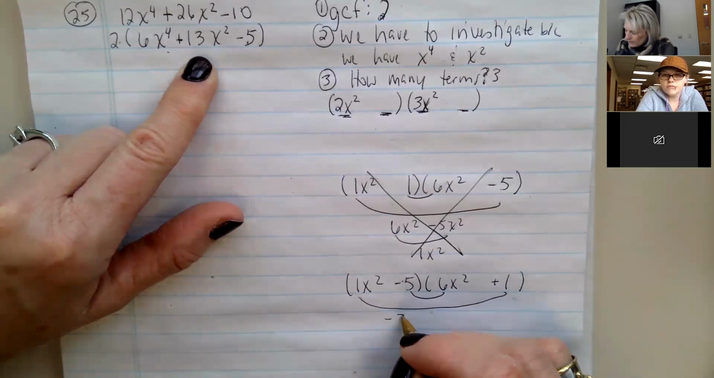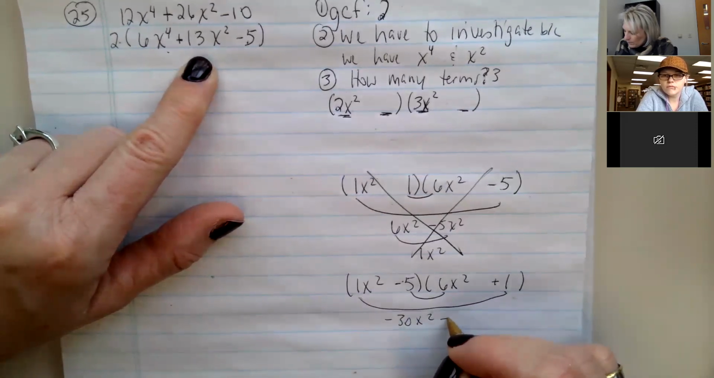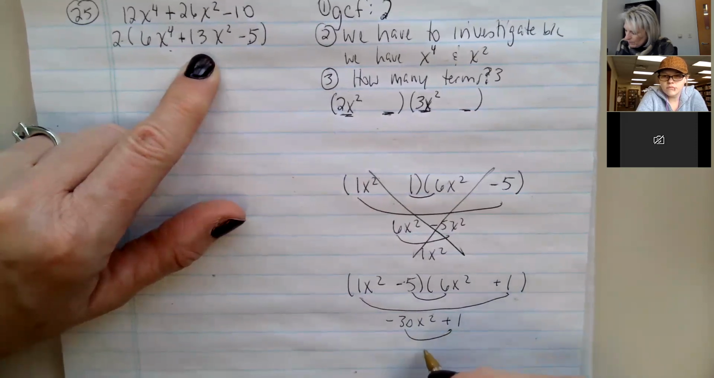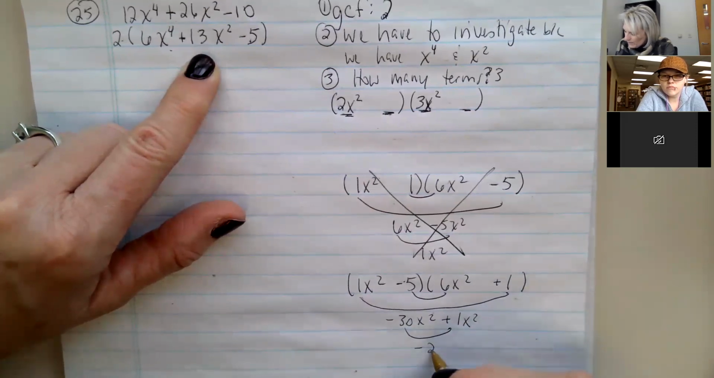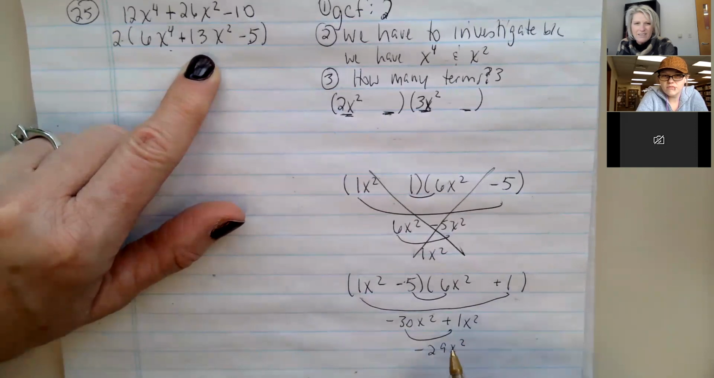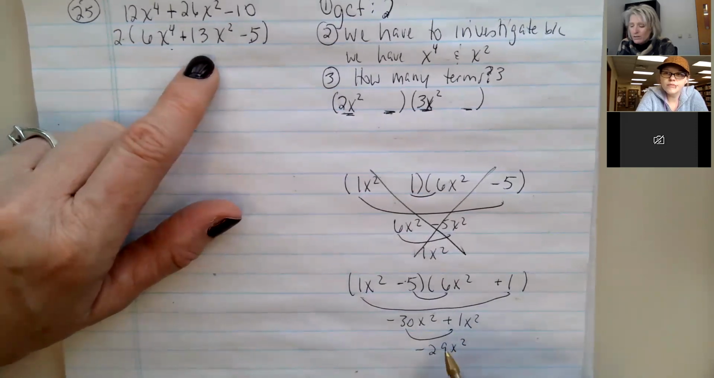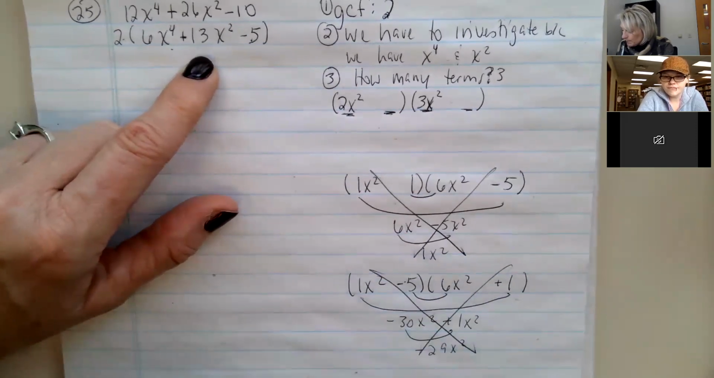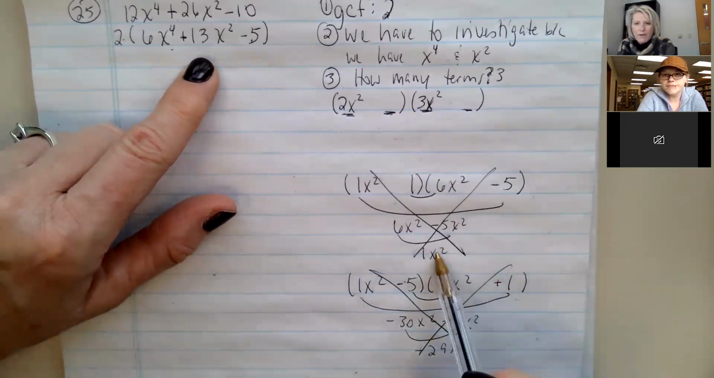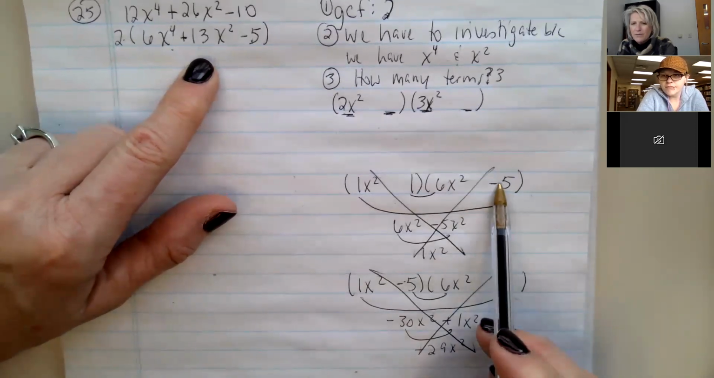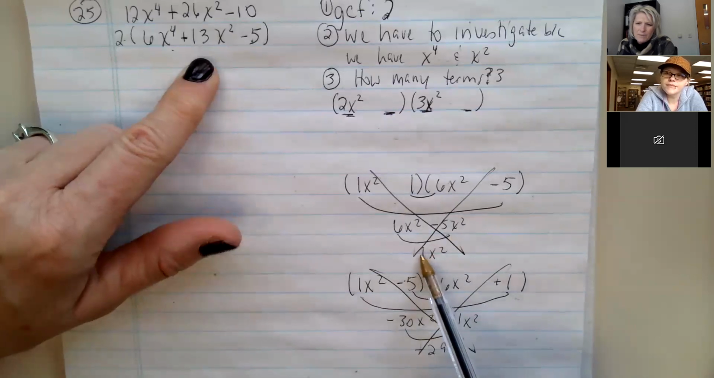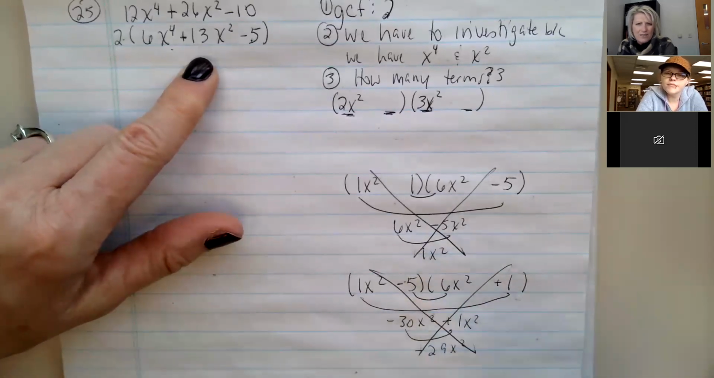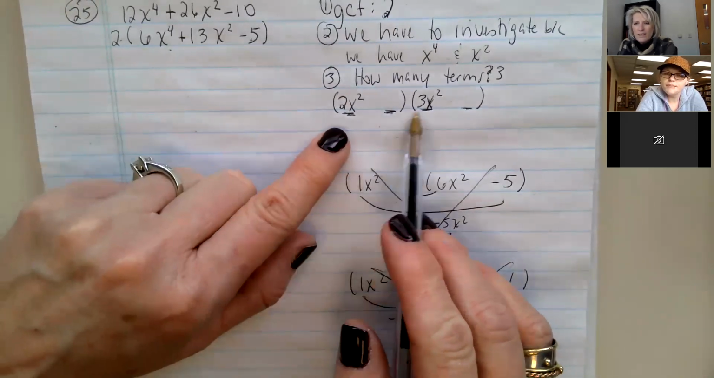I'm going to have a minus 30x squared and then a plus 1 x squared, and that will be a negative 29x squared. And that's not the right number, is it? We need 13. So that's not going to work either. And even if I would have made this a minus 1 and this a plus 5, it would have just made it a negative 1. So those aren't going to work. So I'm going to go back to the 2s and 3s.